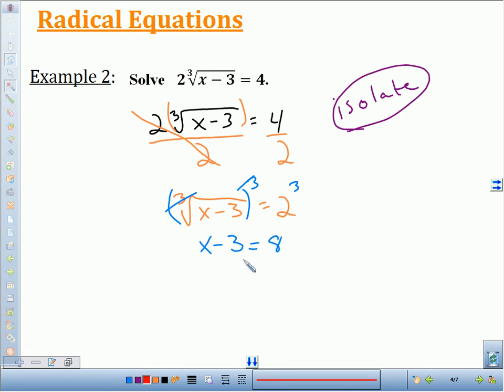Again, another simple one-step equation at this point. Add 3, and x equals 11.